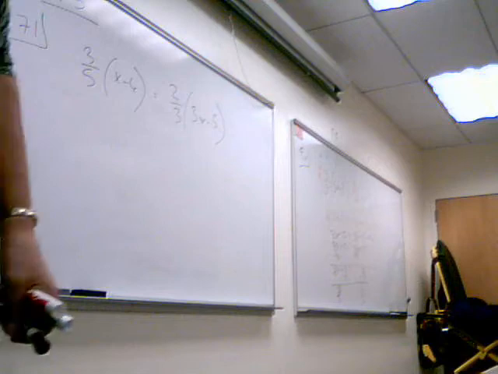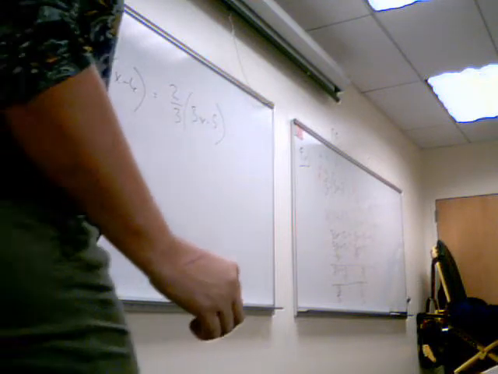Yeah. I'll read it to you. 3/5 times x minus 6 equals 2/3 times 3x minus 5.